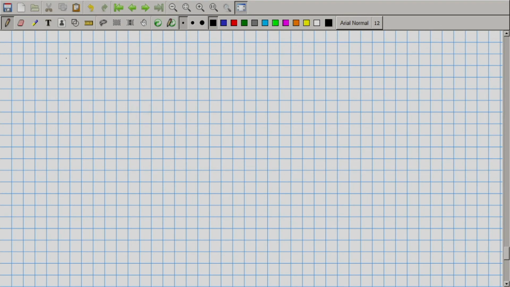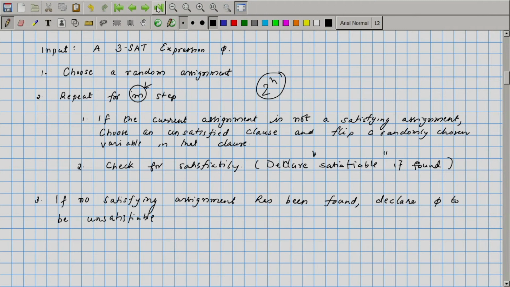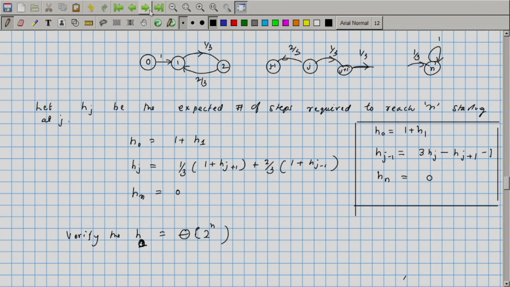So, let me just write down the modified algorithm. First step is, similar to the earlier one, choose a random assignment, okay, and then repeat for say 3n steps. Okay. In our earlier algorithm, we had run it for m steps, that m now is going to be 3n.